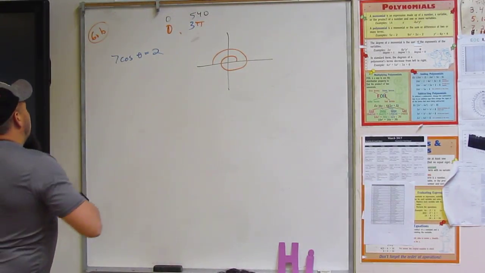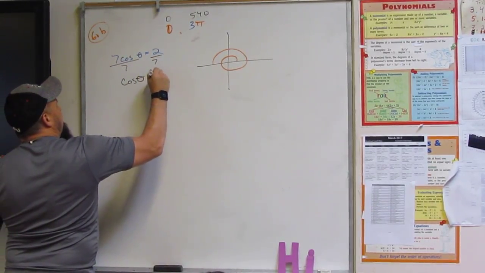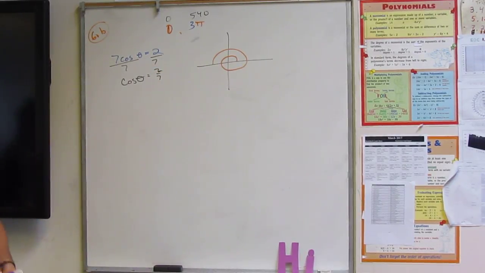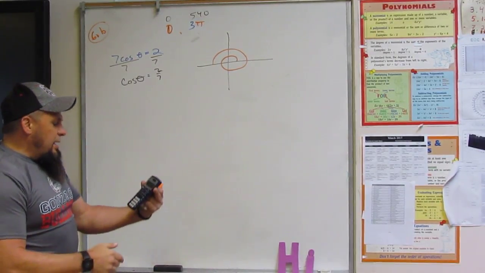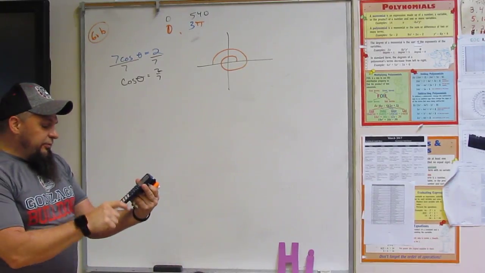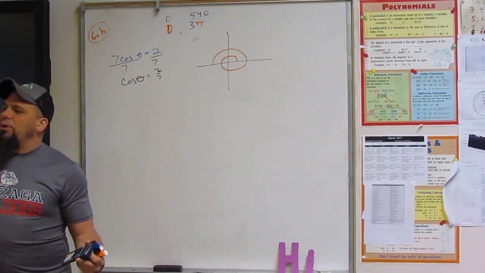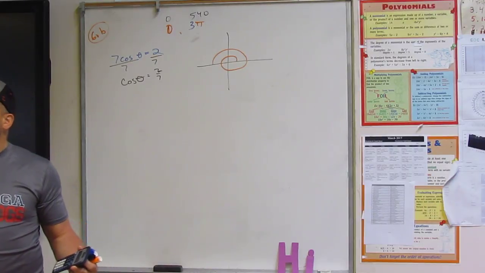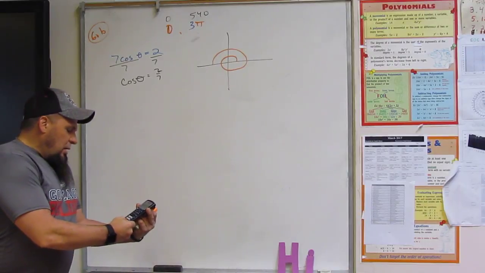Alright, so let's solve this. Divide by 7, divide by 7. So we got cosine of theta equals 2/7. So then I just take my calculator and say, cosine inverse of 2 divided by 7. And to make this easy, we're going to do it to the nearest degree, that way we don't deal with decimals.